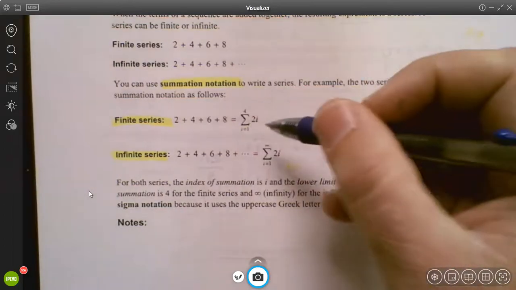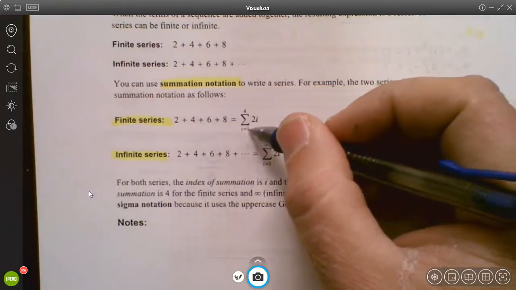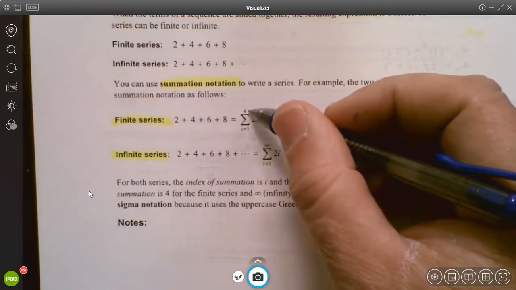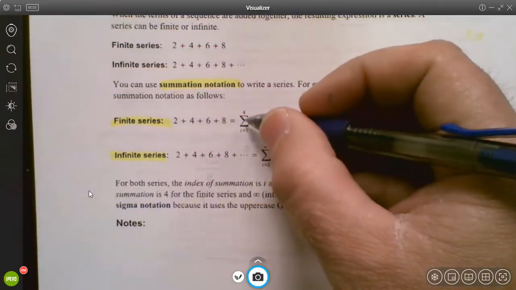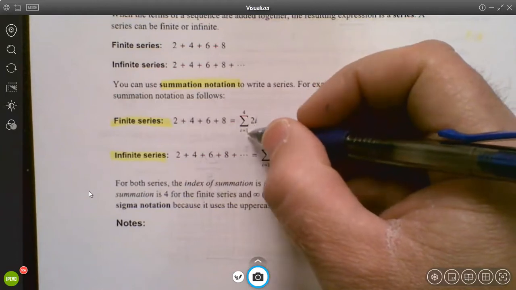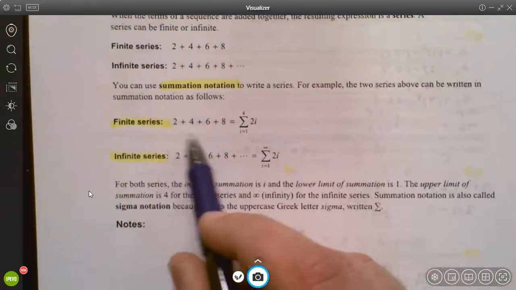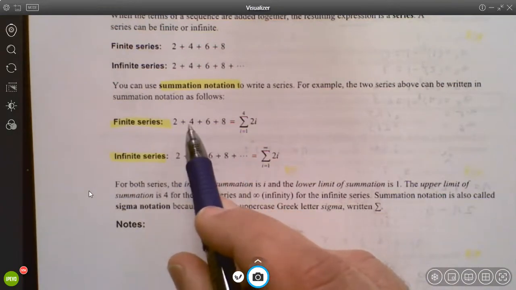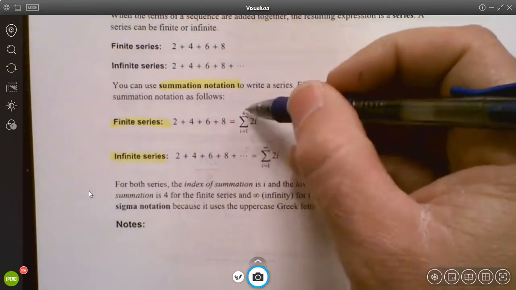So here's how this works, and we'll do a couple of these here in a minute. When you look at this, the value that you see on bottom is the term that you're starting with, and the value that you see on top is the term that you're ending with. So in other words, right now we're going to find the sum of terms 1 through 4. That's these guys. This is term 1, term 2, term 3, term 4. And so we're finding the sum of terms 1 through 4.